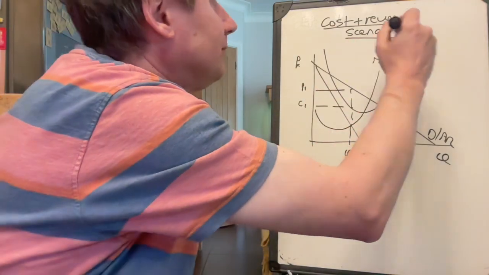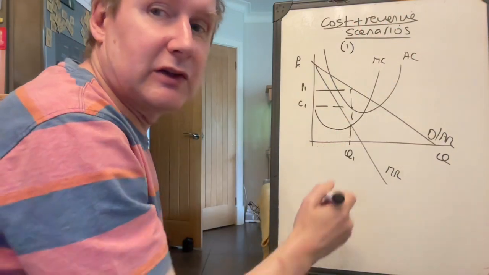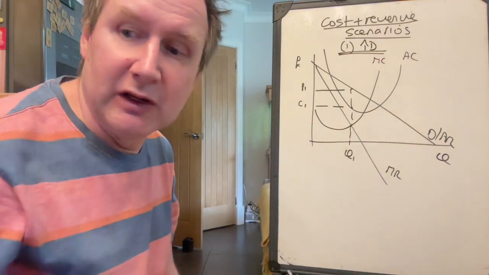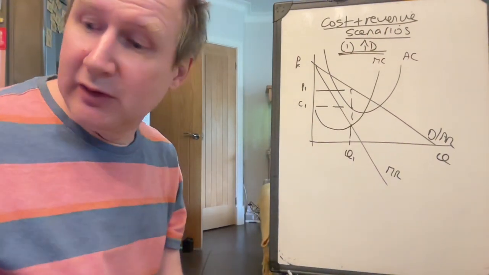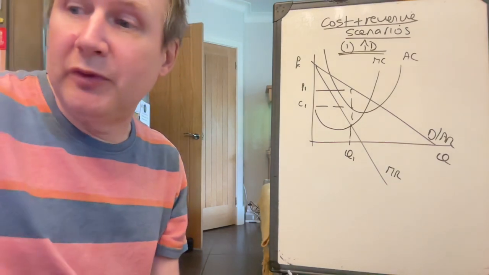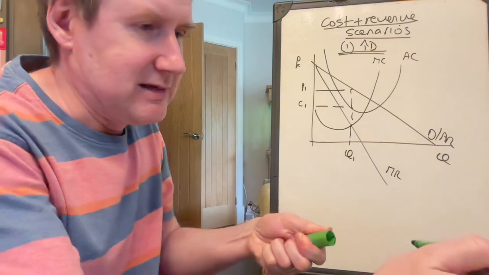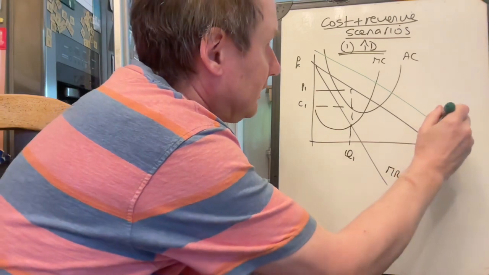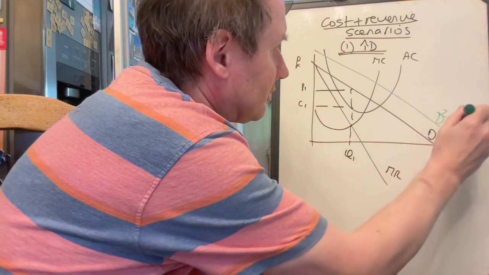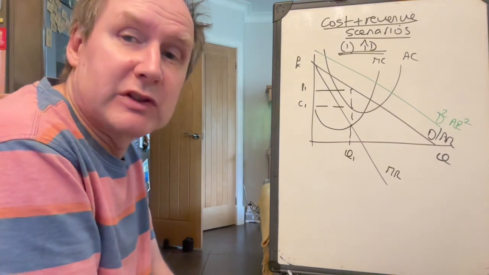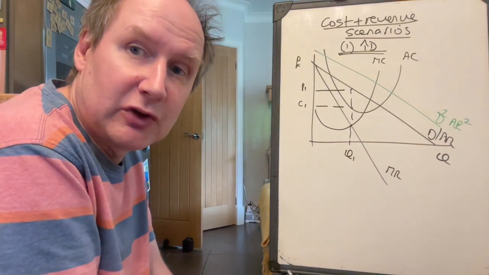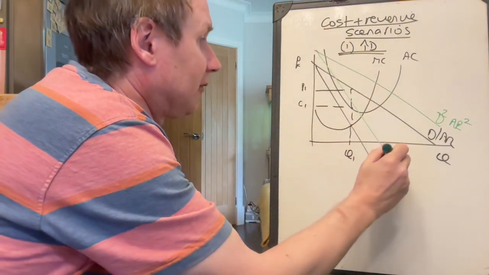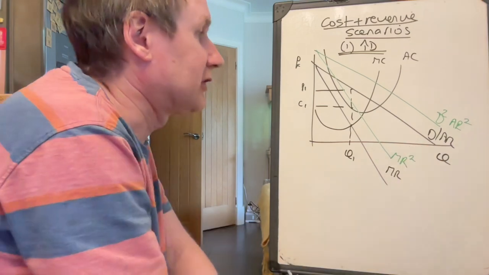Scenario number one, let's look at an increase in demand. Obviously, a decrease in demand will be the reverse. So with an increase in demand, the demand is going to shift to the right to D2, and AR2 is going to go with it. But at the same time, MR depends on AR, so MR is twice as steep as AR. So MR is going to go to MR2 like that.